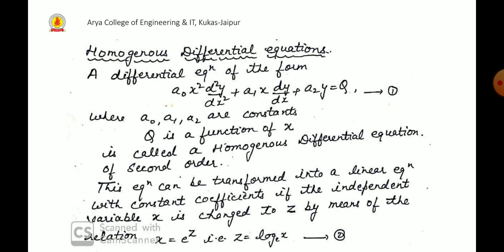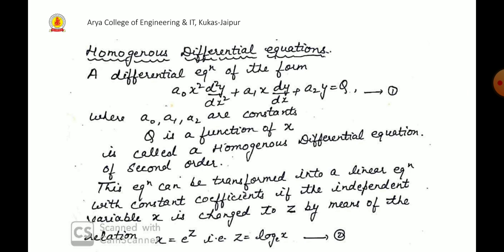A differential equation of the form a0 x squared d2y by dx2 plus a1 x dy by dx plus a2 y is equal to Q, which is equation number 1, where a0, a1, a2 are constants and Q is a function of x, is called a homogeneous differential equation of second order.